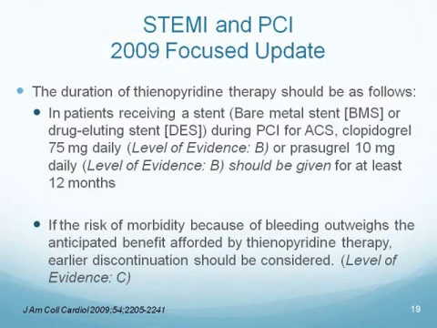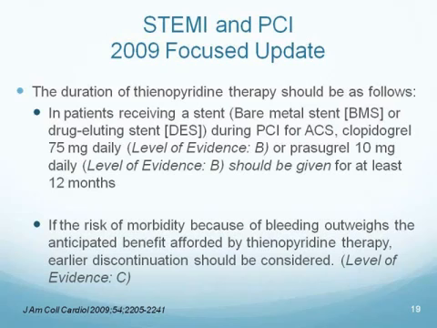And this is somewhat of a revision of the guidelines in 2009. Prior to this, if someone received a bare metal stent, the recommendation was to receive a thienopyridine for 30 days. And so now we've increased that duration out to 12 months. So again, it's really dual antiplatelet therapy because they would be on aspirin, but the new focused update dealt with the duration of therapy for the thienopyridine.